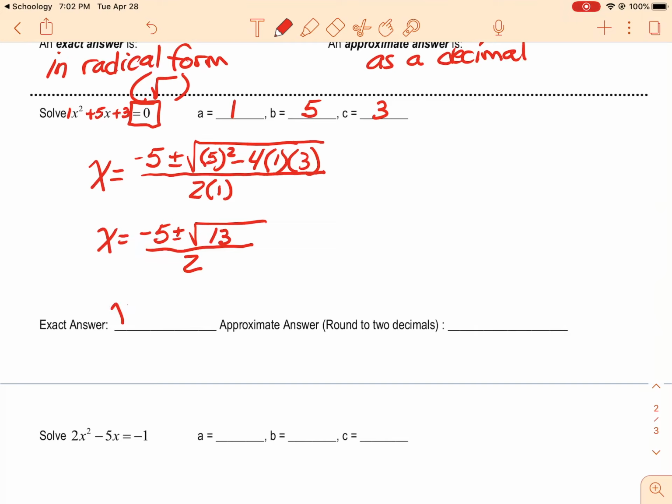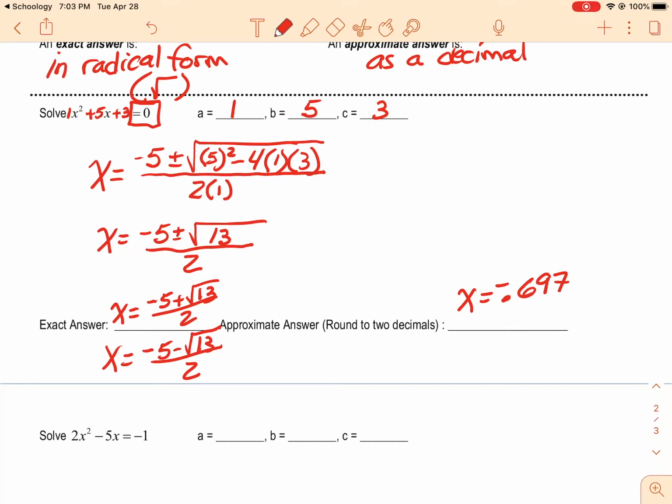The exact answer, you would get x equals -5 plus the square root of 13 over 2, and x equals -5 minus square root of 13 over 2. If we go and put that in the calculator, -5 plus the square root of 13 and then divided by 2, you're going to get an answer of -0.697.